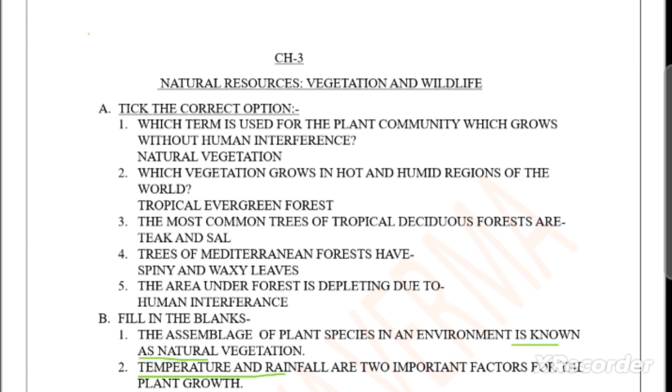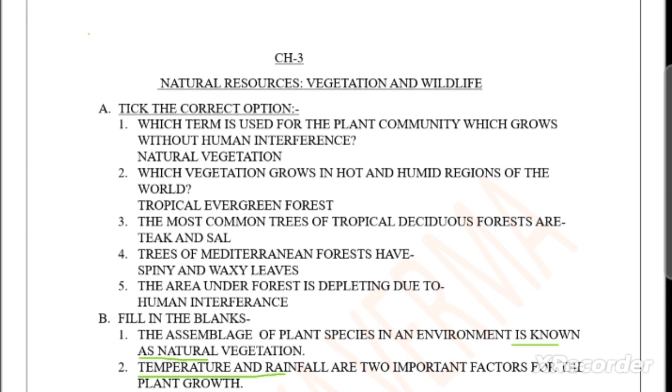We have question number C. Give a technical term. The forests which do not shed all their leaves at the same time are tropical evergreen forest, and that's why they are known as tropical evergreen forest. In this forest, summers are dry and moderate, with rainfall in winter. So the answer is Mediterranean forest. Question number 3: conical shaped trees are common in these forests. The answer is temperate softwood forest. The act or process of creating new forests by planting saplings is afforestation.